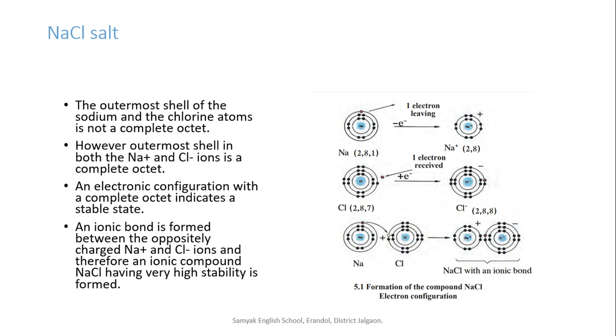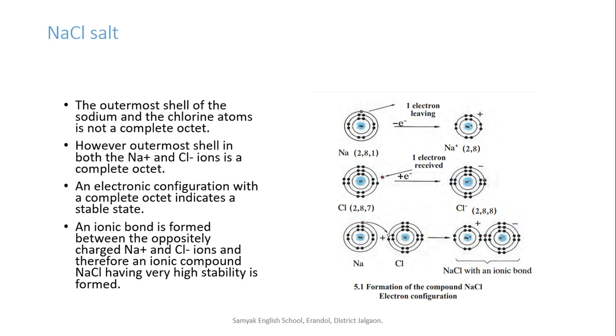The outermost shell of the sodium and the chlorine atoms is not a complete octet. However, the outermost shell in both sodium and chloride ions is a complete octet. An electronic configuration with a complete octet indicates a stable state. An ionic bond is formed between the oppositely charged sodium and chloride ions, and therefore an ionic compound, sodium chloride, having very high stability is formed.